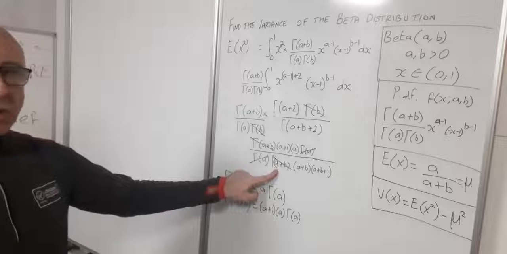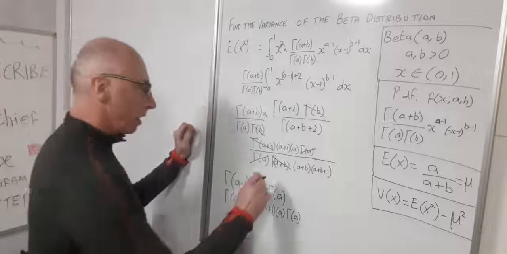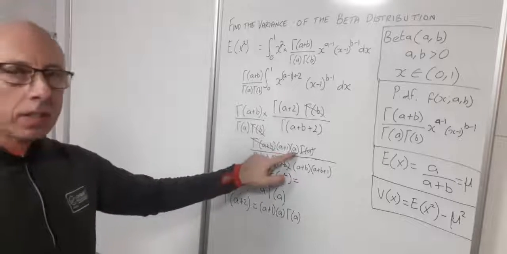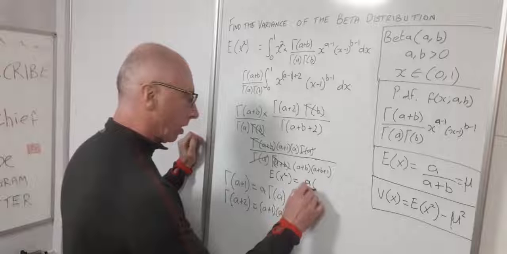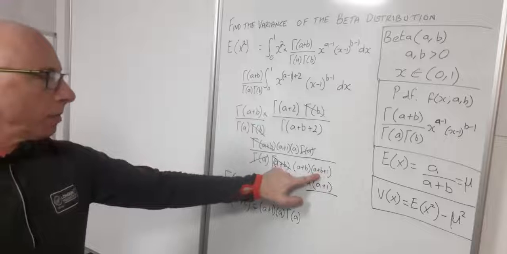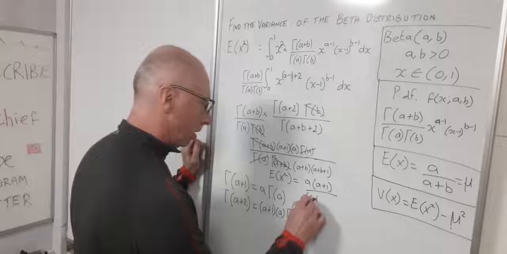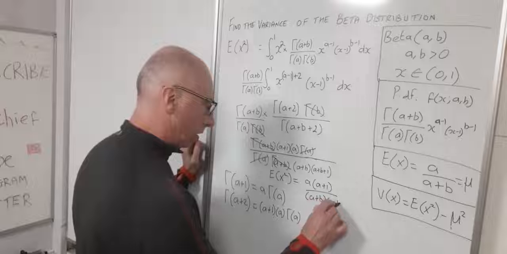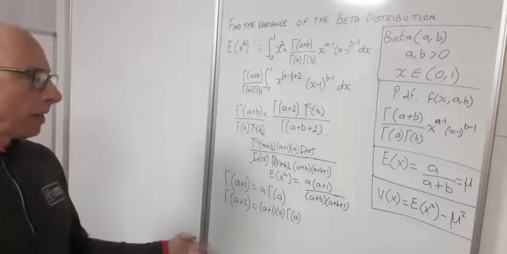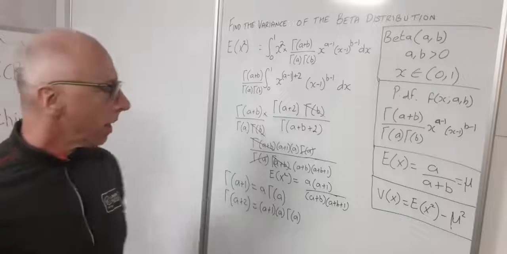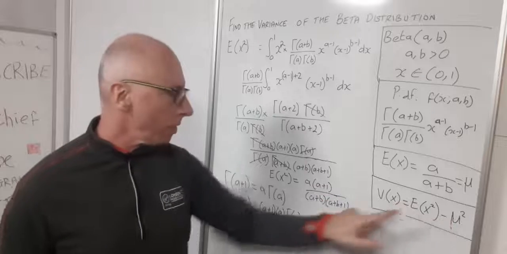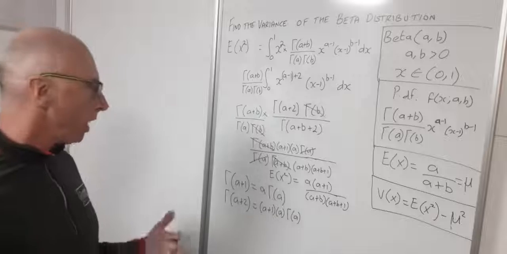So now what I've got so far with E of x squared, I can now write E of x squared equals A times A plus 1 divided by A plus B times A plus B plus 1. Okay, so that's what we've got so far. So we've got our E of x squared. So now what we need to do is clear some space on the board and start to calculate our variance from these results here. Okay.